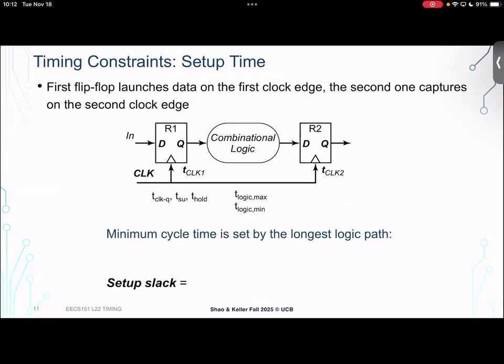A setup time is the constraint where the first flip-flop, the launching flip-flop, launches the data on the clock edge, and the second one captures it on the next clock edge. And so you need to make sure that the data arrives to that second flip-flop before the next clock edge.